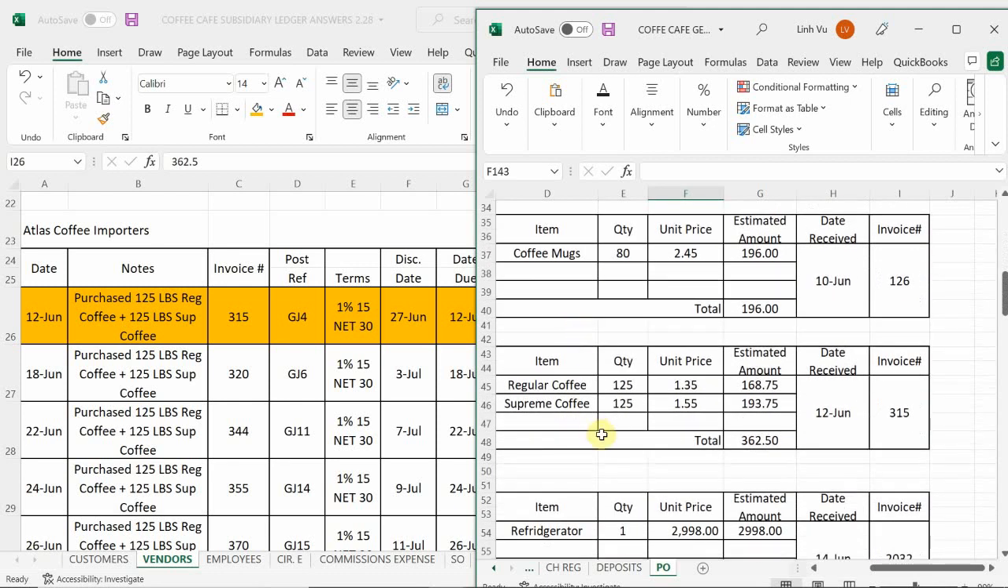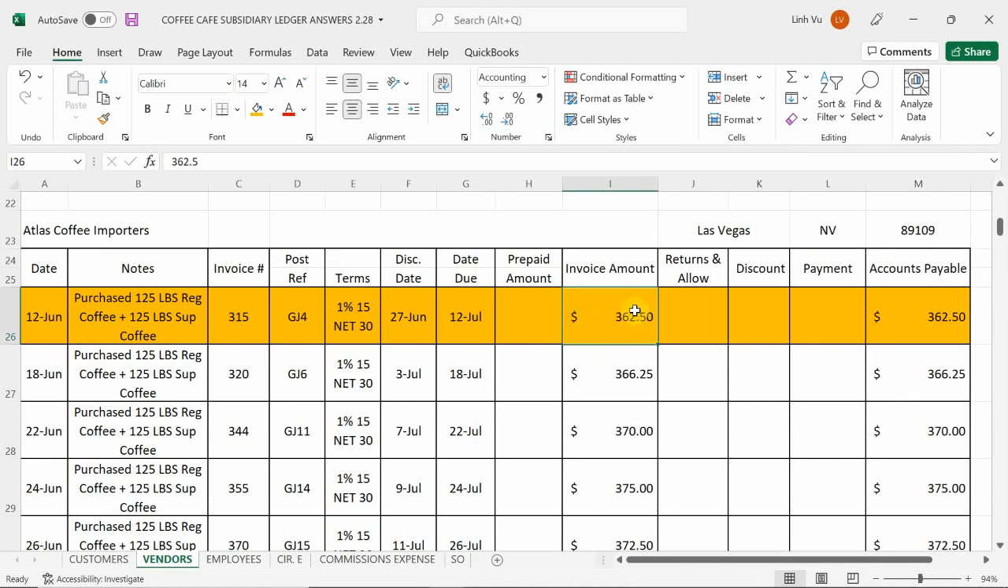We bought regular coffee and Supreme coffee. Here we are, purchase order, and we have the invoice number 315. In this case, I have a total of 168.75 and 193.75, giving me a grand total of 362.50, which is exactly what I actually owe Atlas Coffee.